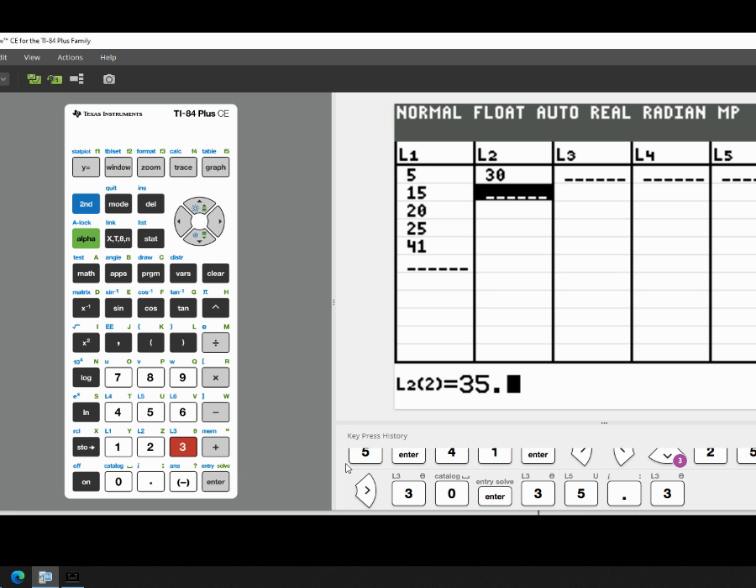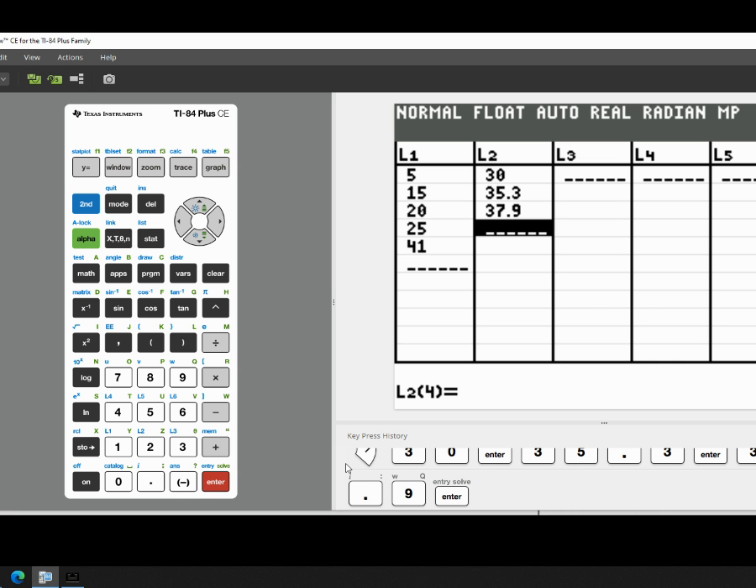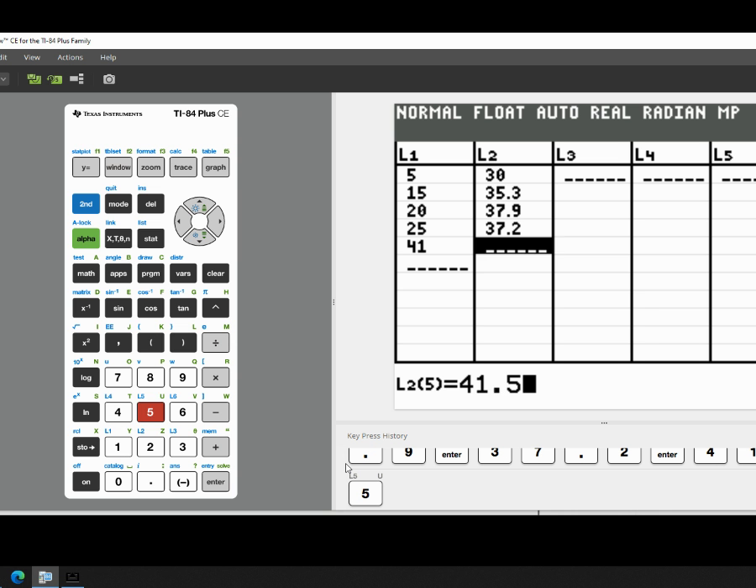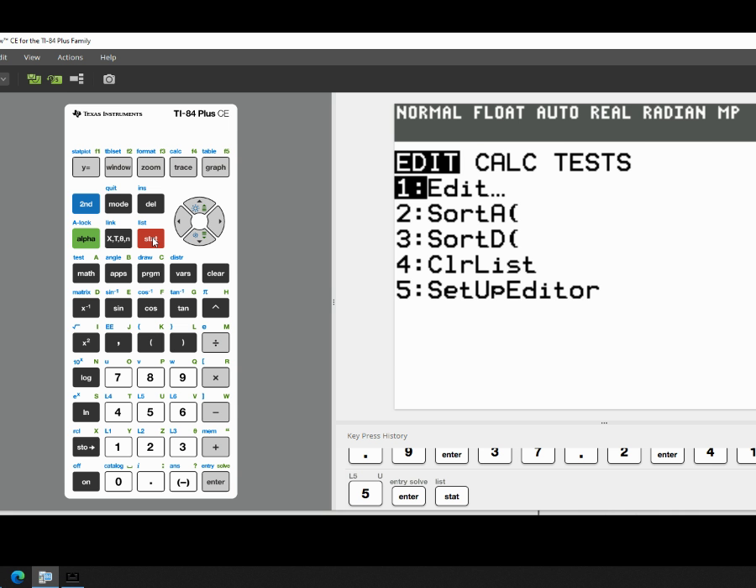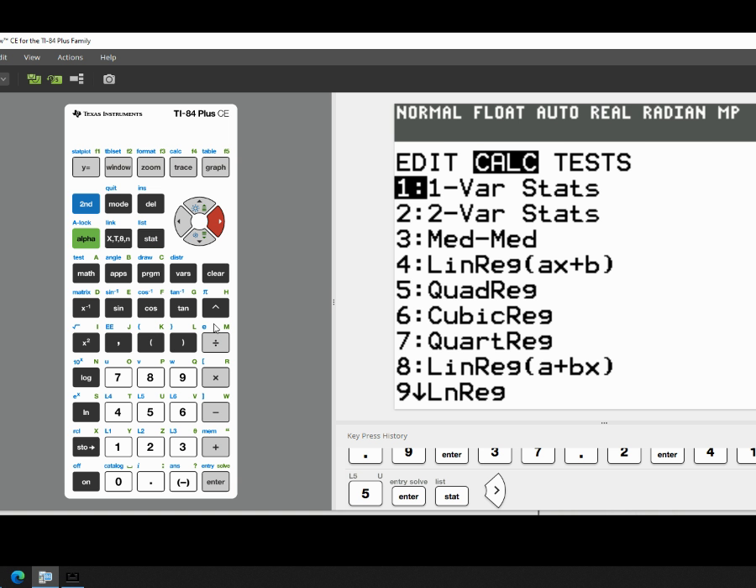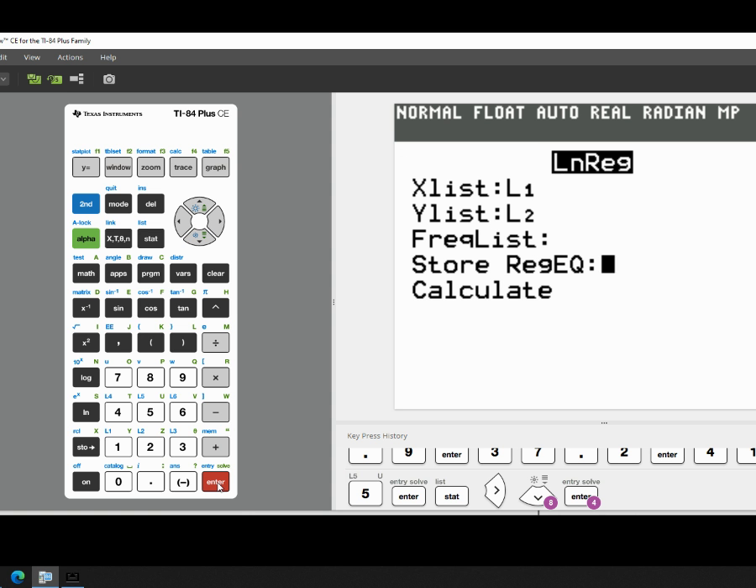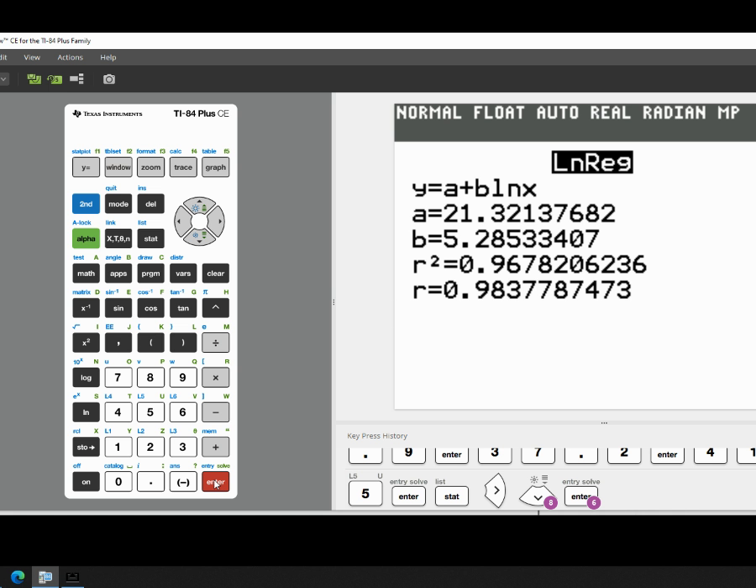30, 35.3, 37.9, 37.2, and then finally 41.5. Again, I don't have to go graph it. You can if you want. But they already told me I'm going to run a what? And which one is my logarithmic one? The ln. ln reg. Logarithmic. It's natural logarithmic, but that's the one we're going to run.